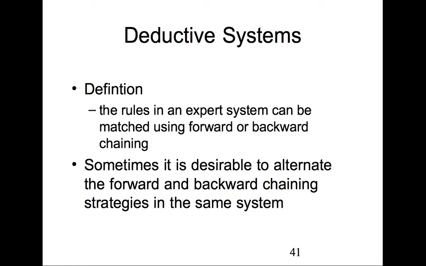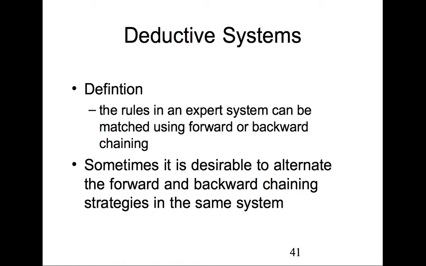We also have deductive systems. By definition, the rules in the expert system can be matched using forward and backward chaining, which gives us by default a deductive system where we deduce a conclusion to something based upon the rules, which is this definition.